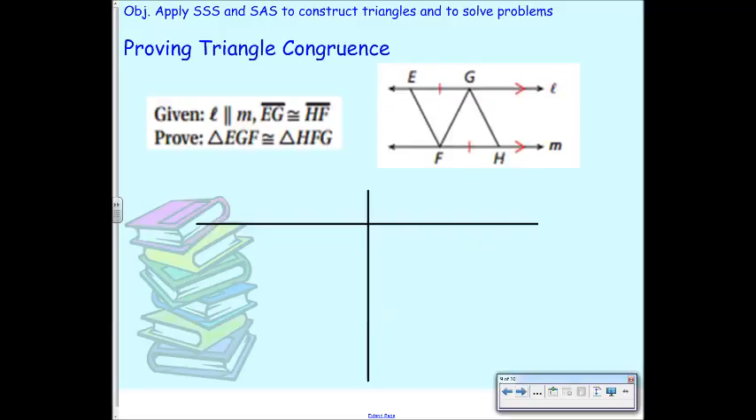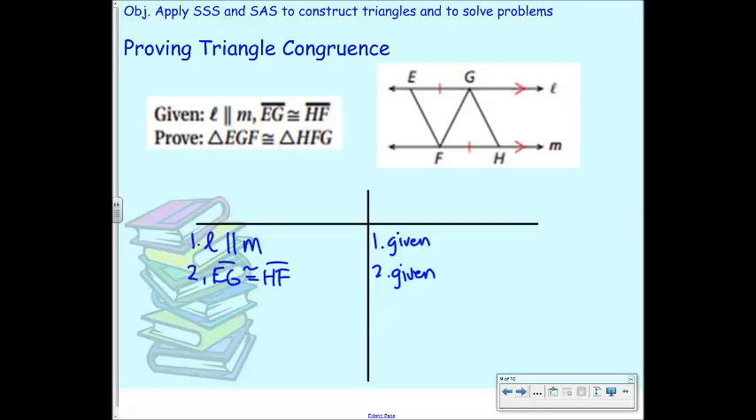All right, if I want to prove that triangles are congruent using these, then again, I'm always going to want to use these in a 2-column proof. This should really shorten the 2-column proof, because I can use either SSS or SAS. I don't have to prove all 3 angles and all 3 sides. So the first thing I want to do is still write down my givens. So I've got my 2 givens here: l is parallel to m, and EG is congruent to HF.